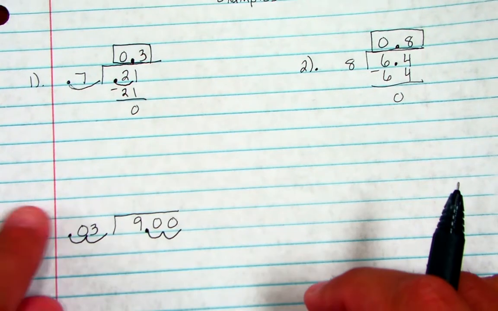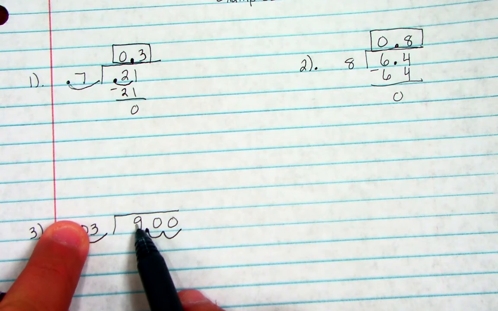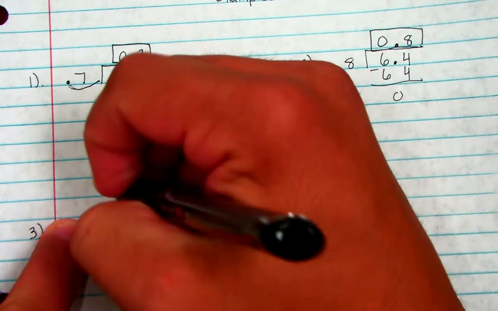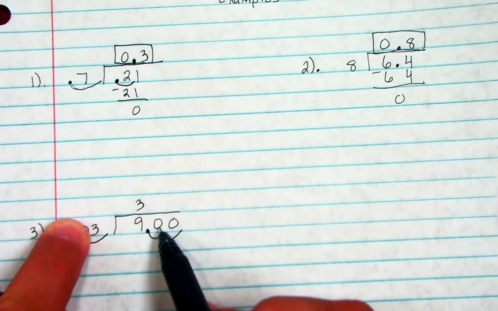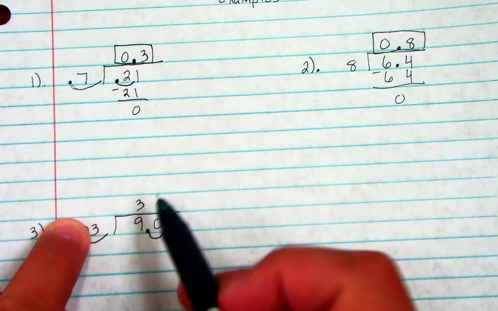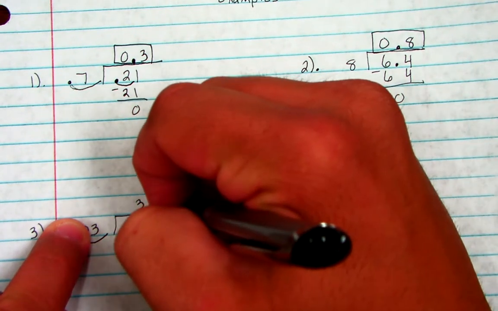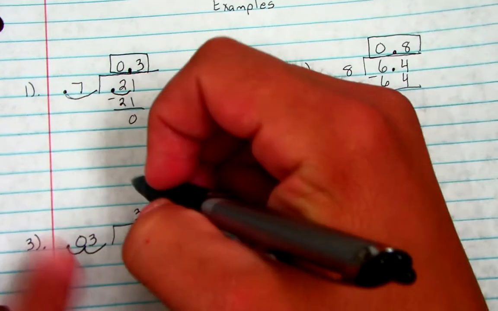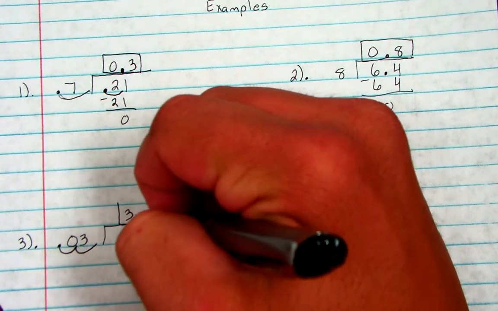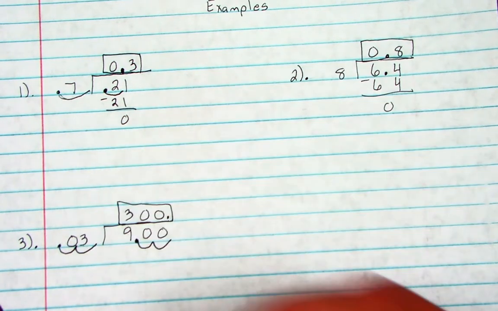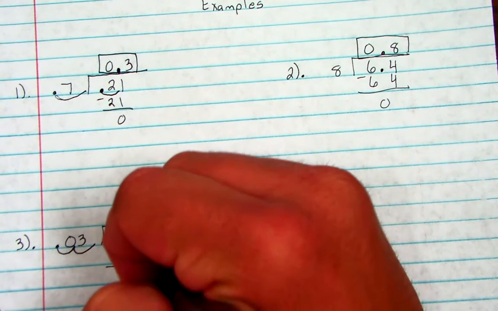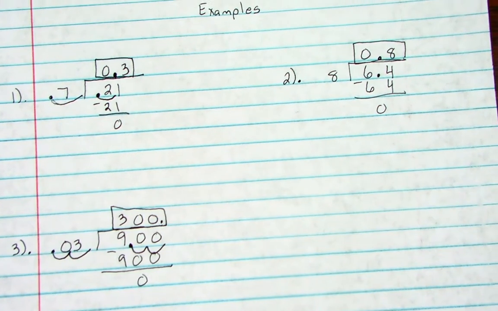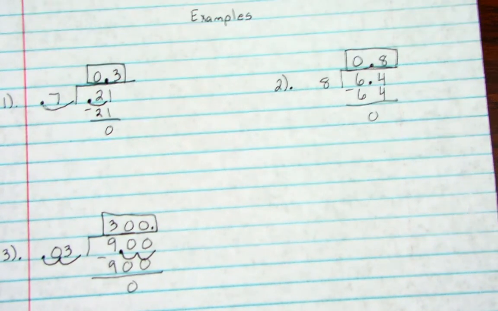Add zeros. So how many times can 3 go into 9? It can go in there 3 times. But I still have those 2 extra zeros, don't I? Bring them straight up. There's your answer. It's 300. Woo! Look at that. You are done. Not hard at all. Not too bad at all, right?